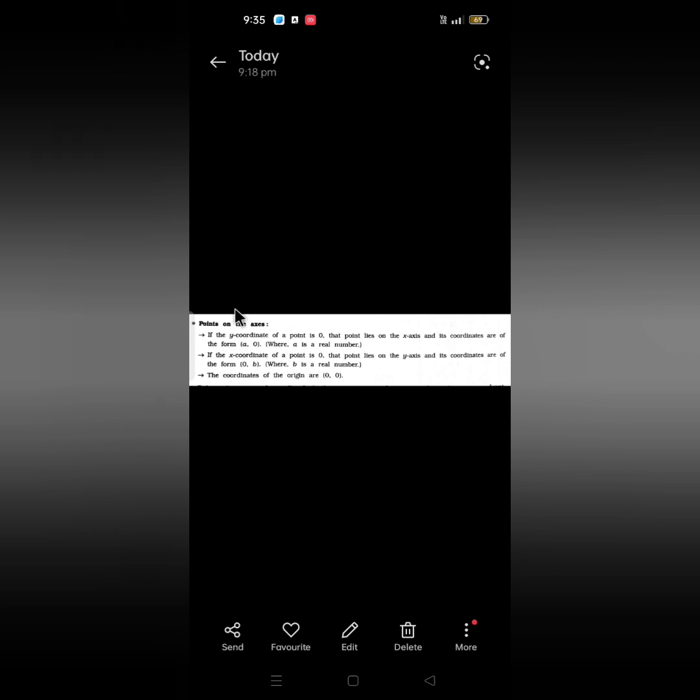If a point lies on the x-axis, it is denoted as (a, 0). That means on the x-axis the y coordinate is always 0. If a point lies on the y-axis, it is in the form (0, b). That means the x coordinate on the y-axis is always 0. So it is in the form (0, b).